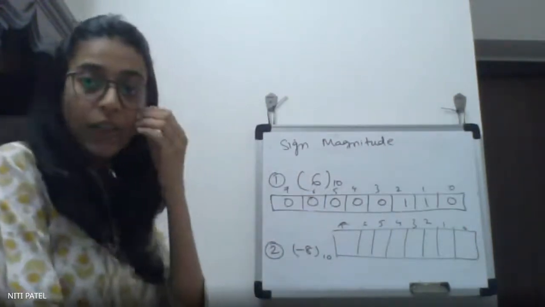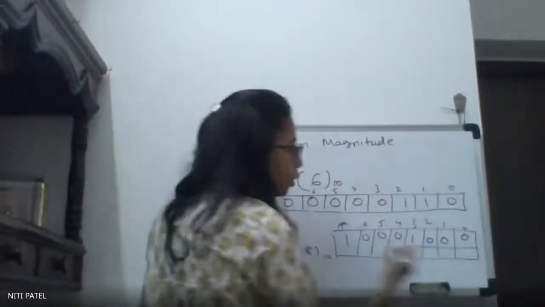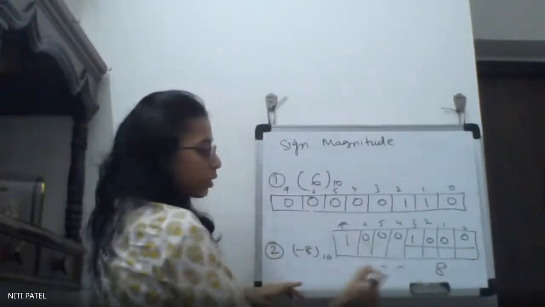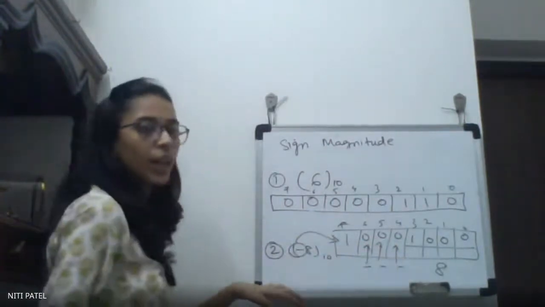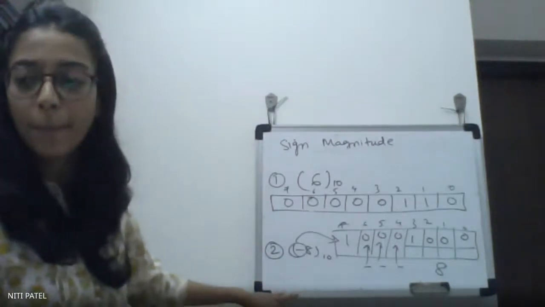Next, Kavya, give me the answer for -8. 1 0 0 0 1 0 0 0. Okay, so this 1000 represents 8. Since 3 bits were empty, I have appended it with 0. And since the number is negative, I have written the sign bit as 1. So is this understood? Yes, ma'am. Now write the question. Second question.